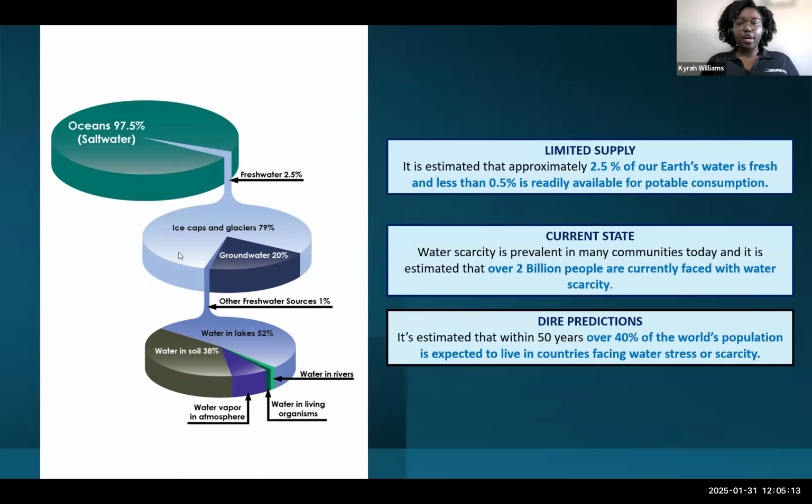For those who may not be aware, or for further clarification, potable water is water considered safe for human consumption, whereas non-potable doesn't meet the safety requirements. With that being the case, it is very paramount that we figure this problem out as soon as possible. Currently, there are approximately over 2 billion people who are faced with water scarcity, and over 40% of the world's population is expected to experience some sort of water stress or water scarcity.